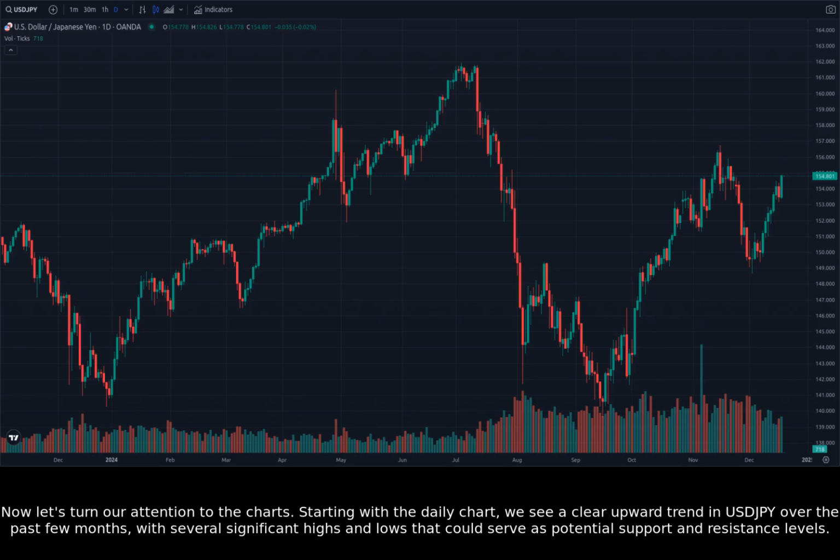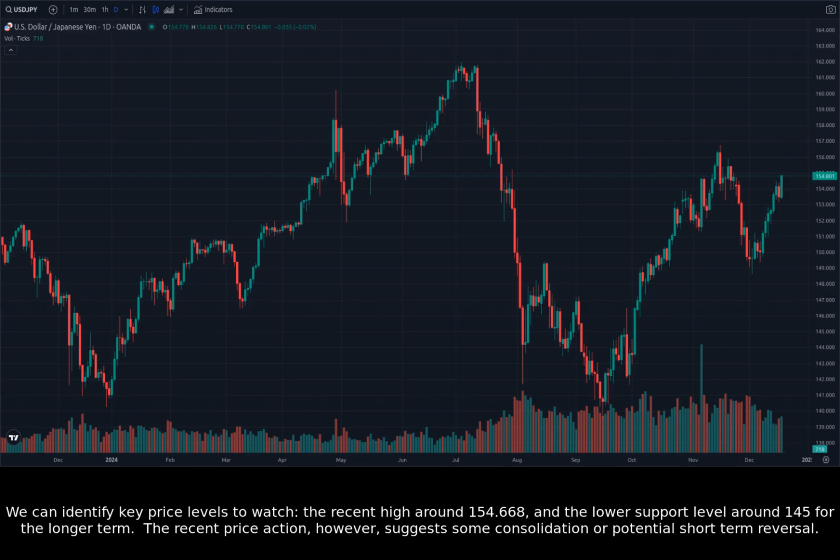Starting with the daily chart, we see a clear upward trend in USDJPY over the past few months, with several significant highs and lows that could serve as potential support and resistance levels. We can identify key price levels to watch: the recent high around 154.668 and the lower support level around 145 for the longer term. The recent price action, however, suggests some consolidation or potential short-term reversal.